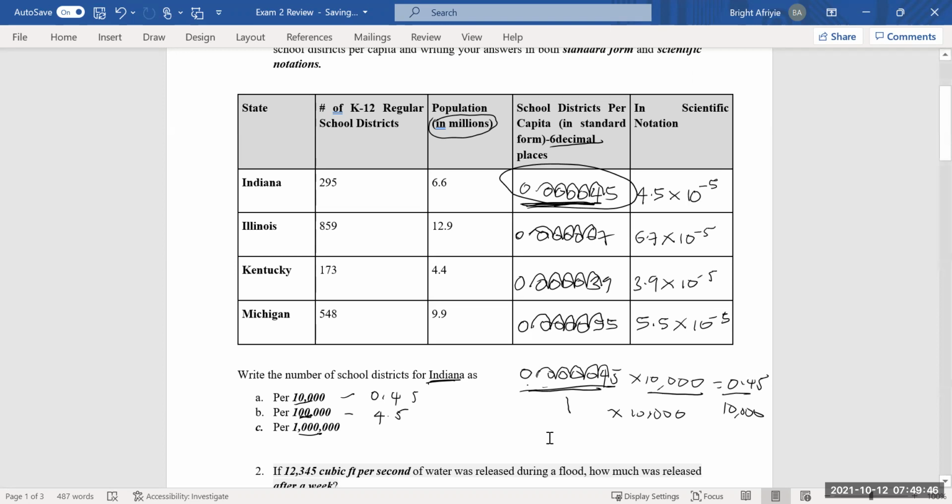So the interpretation is that there were 4.5 school districts per 100,000 in Indiana between the school year 2014 and 2015. So we're going to take this same number and multiply by 100,000, and this is what? 45. Okay, so that's exactly what you do when you're asked to write a number per any number. You just multiply the number in question by the number that goes with the per. Is that okay? So that's exactly what you do for these.